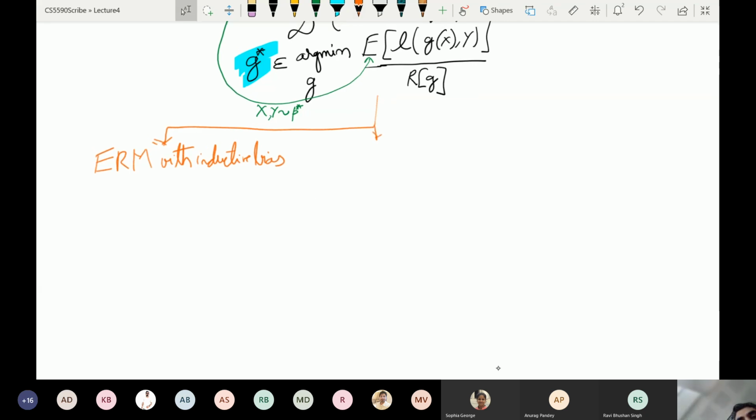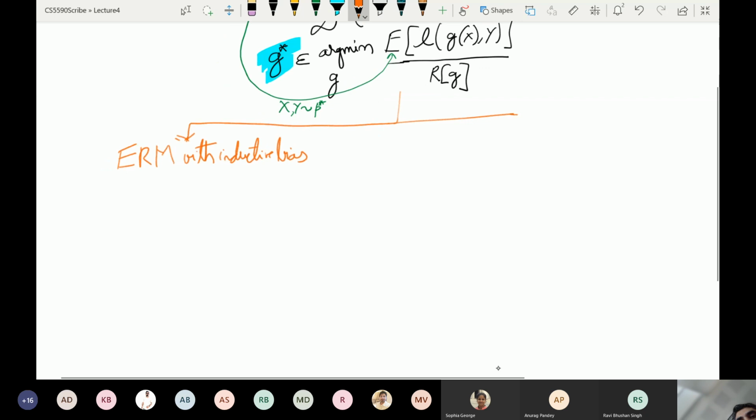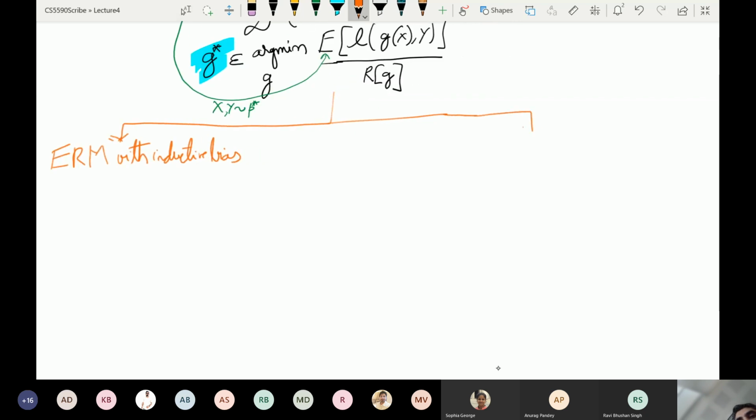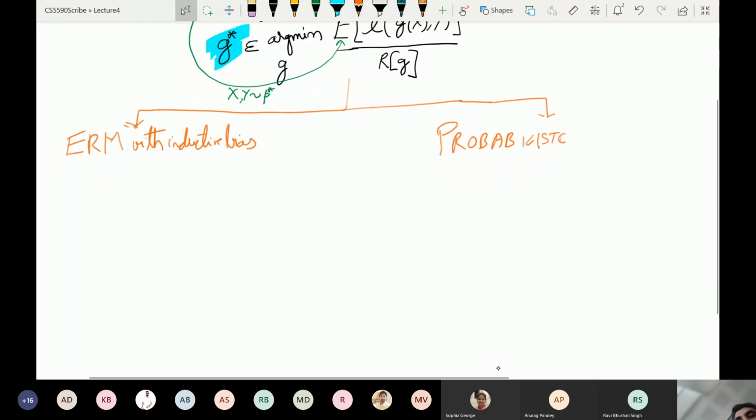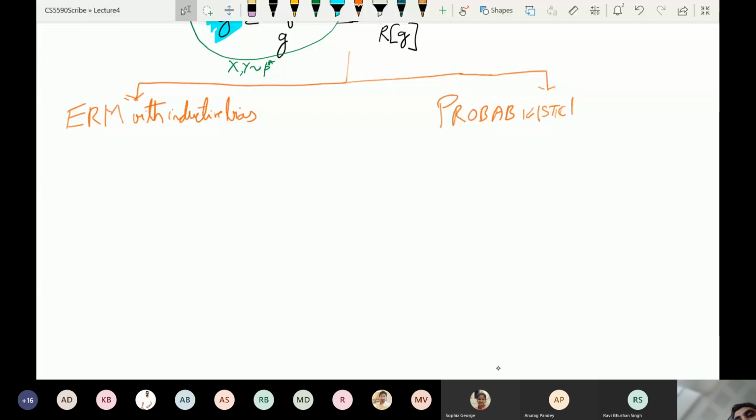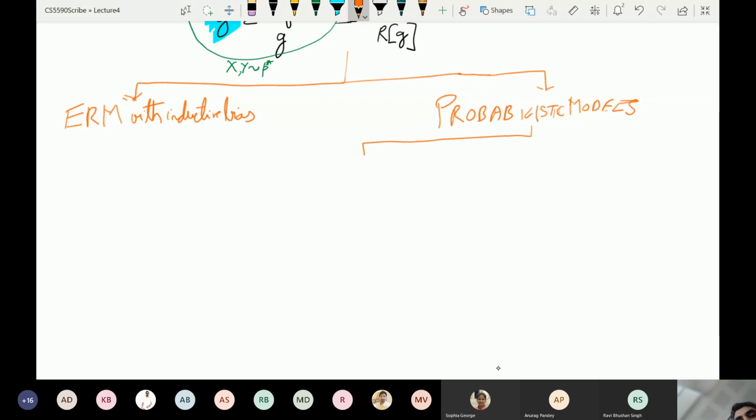And the next kind of methods are what are known as probabilistic modeling. And here there are two varieties. One is generative modeling and one is discriminative modeling. Okay, now what are the differences?